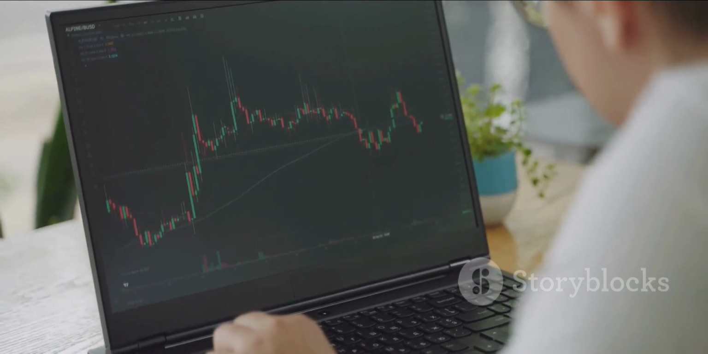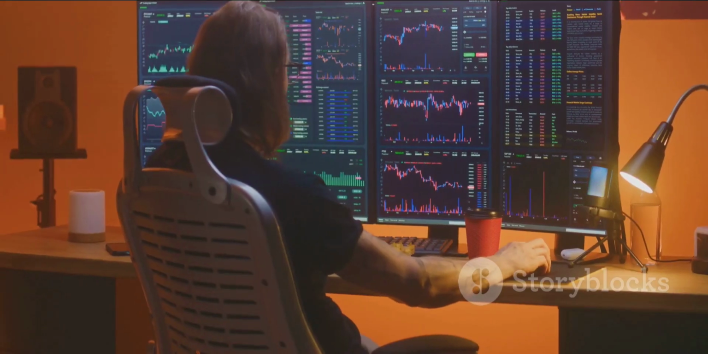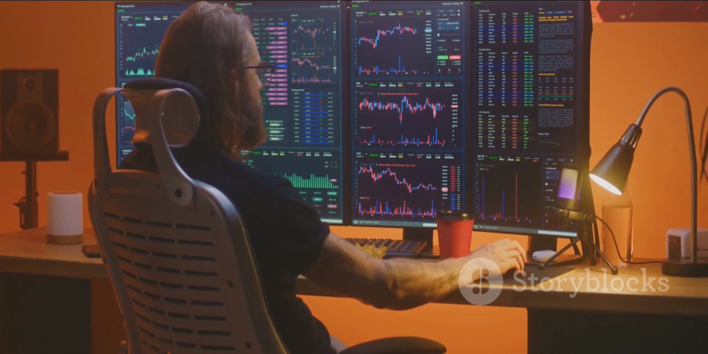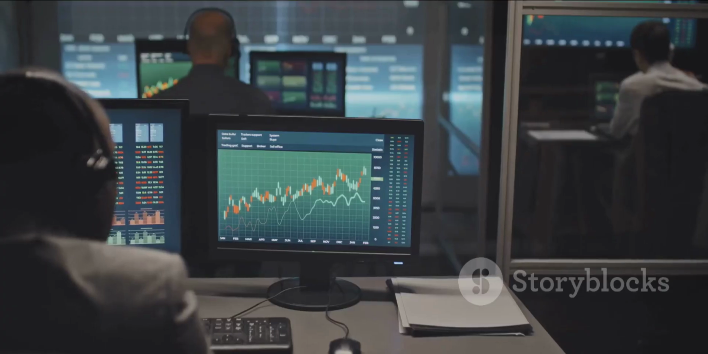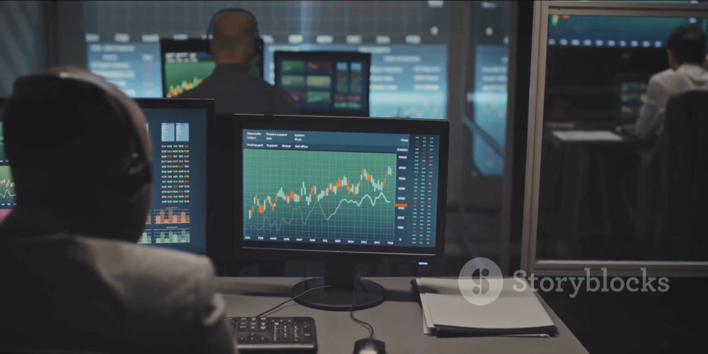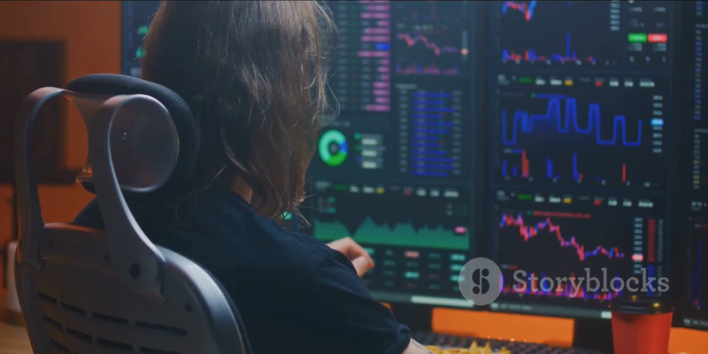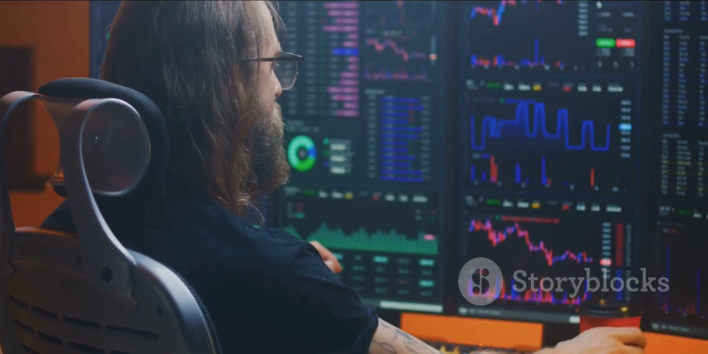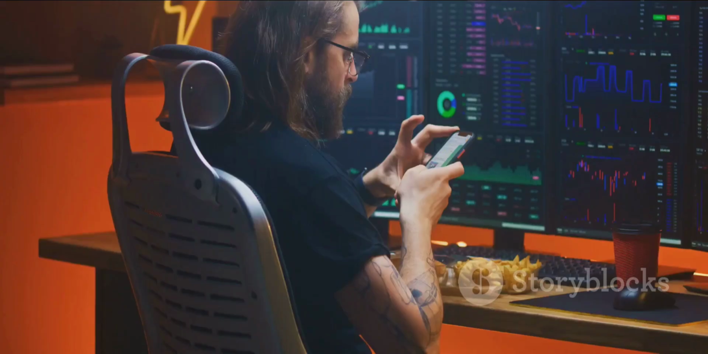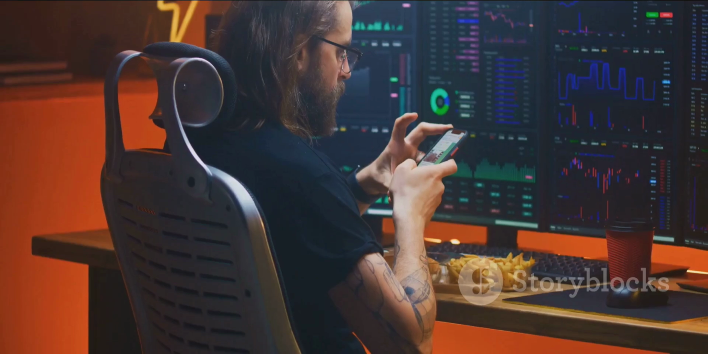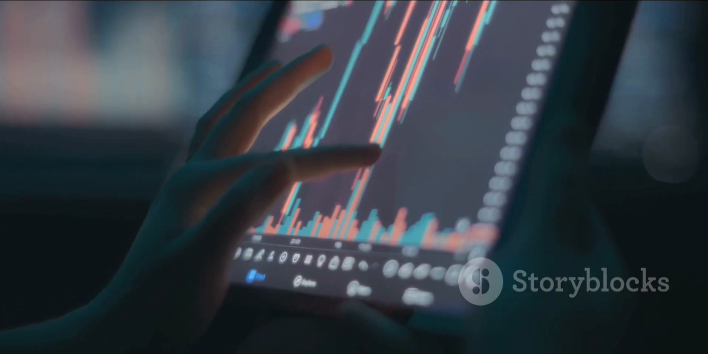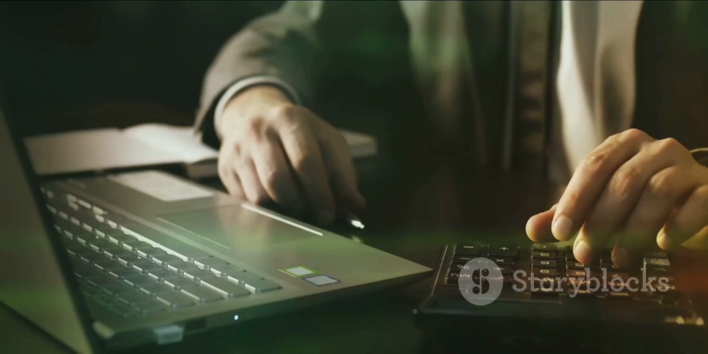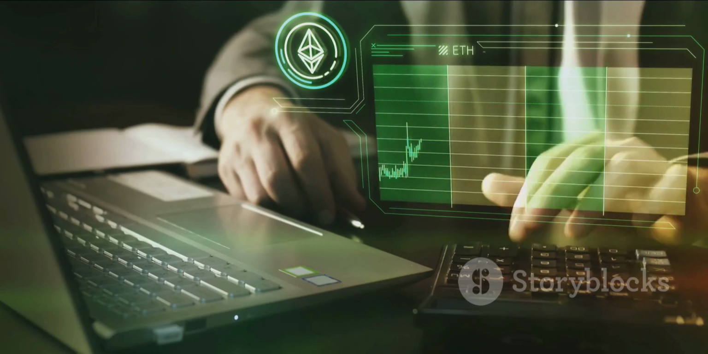Next, use multiple timeframes. Analyze charts using different timeframes to gain a broader perspective on the market trend. Third, combine with other indicators. Use Elliott Wave analysis in conjunction with other technical indicators like moving averages, oscillators, and candlestick patterns. And finally, practice, practice, practice. The more you practice identifying Elliott Wave patterns, the more comfortable you'll become with the theory.